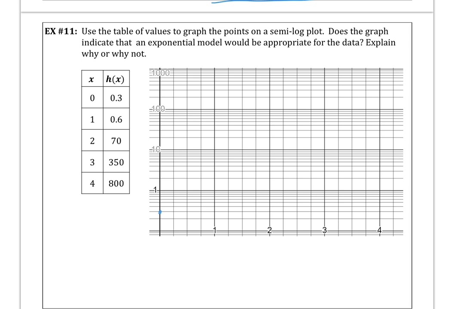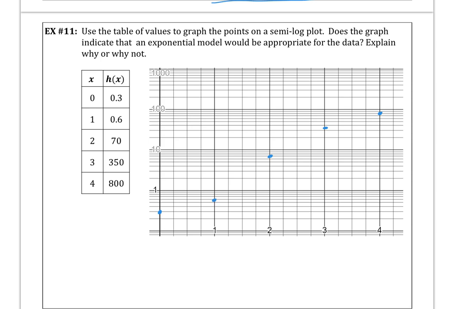0 and 3/10. 1 is 6/10. 2 is 70. So 10, 20, 30, 40, 50, 60, 70. 3 is 300. 100, 200, 350. And 4 is 800. So the plot on the semi-log plot does not follow a linear pattern.